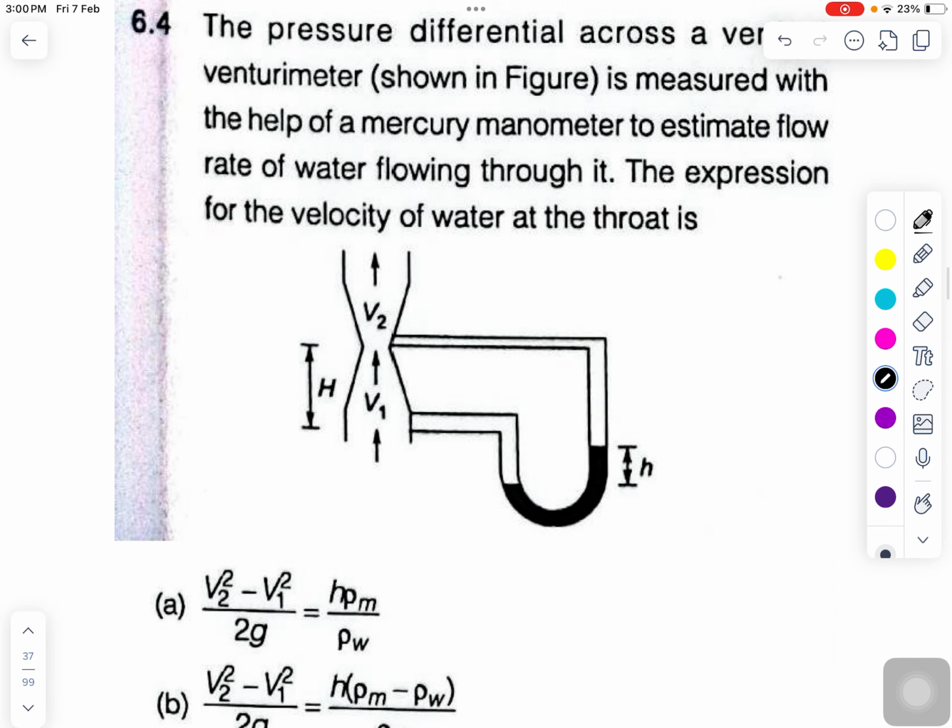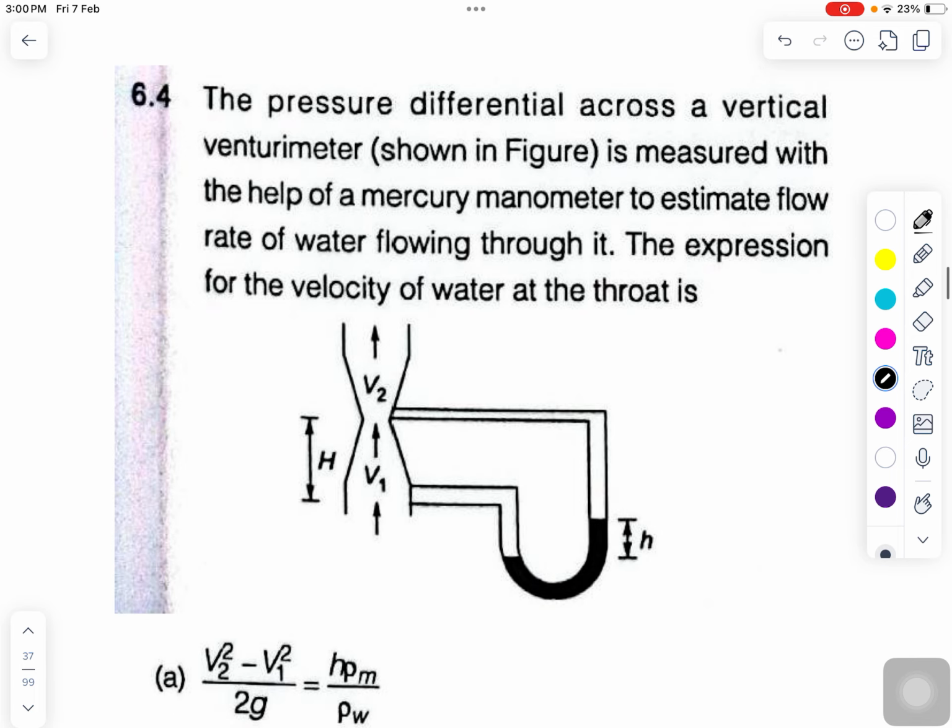Now moving to the next question. The next question says that the pressure difference across a vertical venturimeter is measured with the help of a mercury manometer to estimate the flow of water through it.